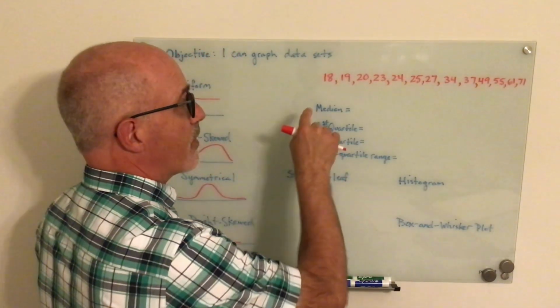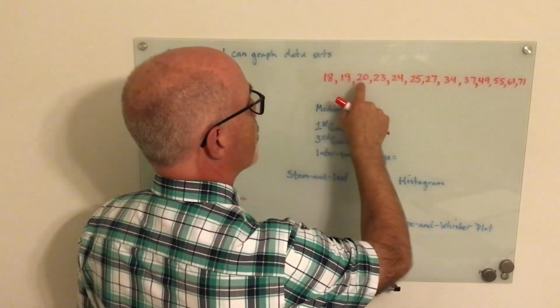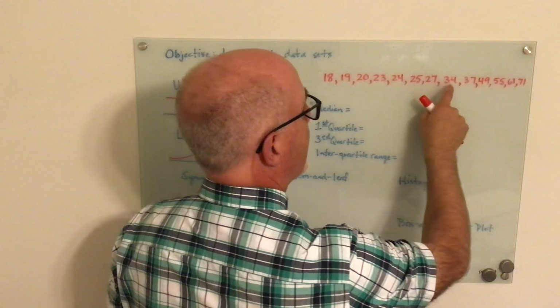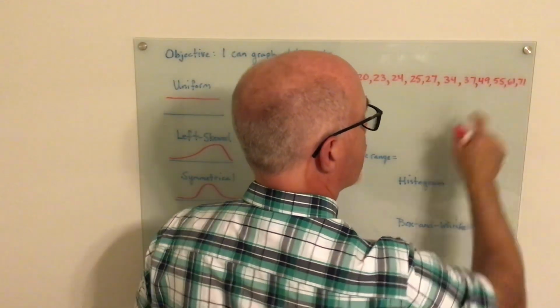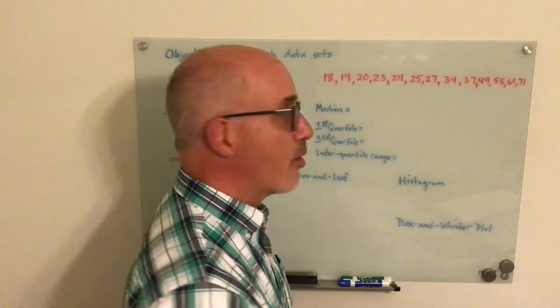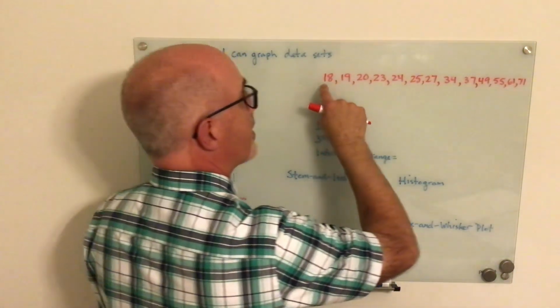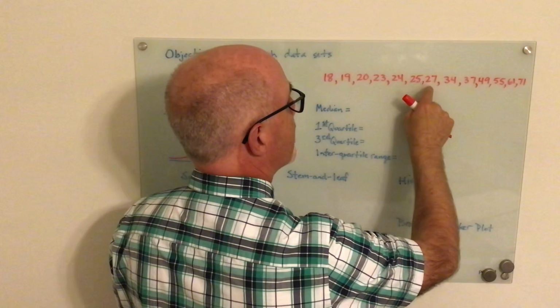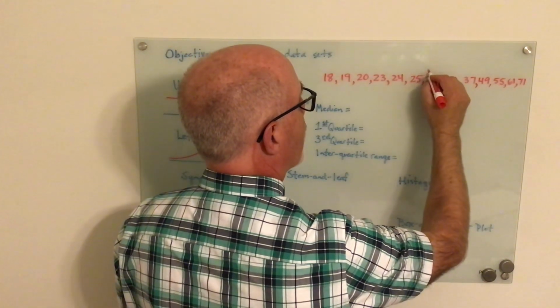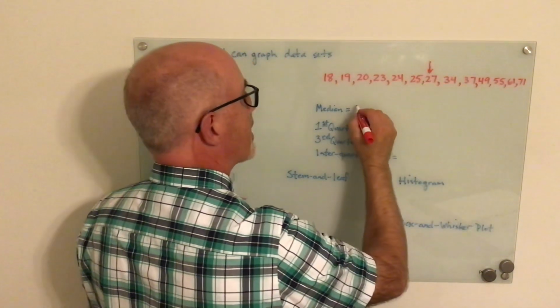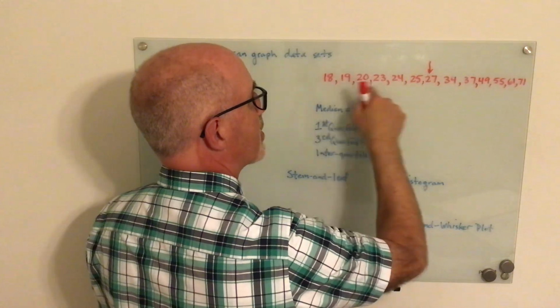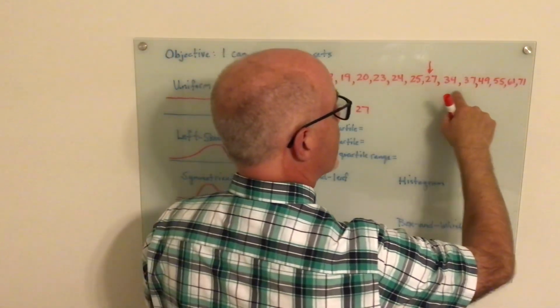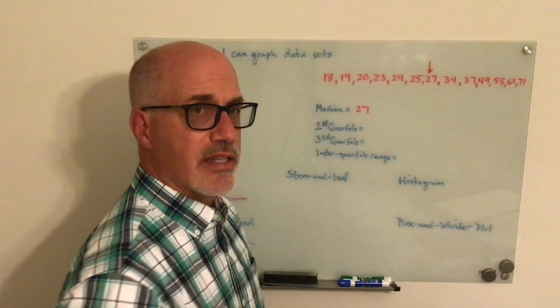So we first of all count how many we have. 1, 2, 3, 4, 5, 6, 7, 8, 9, 10, 11, 12, 13. There's 13 of them. And so if we go in 7 units in, 1, 2, 3, 4, 5, 6, 7, this would be your median because that is the middle number. There's 6 numbers on one side of it and there's 6 numbers on the other side of it.